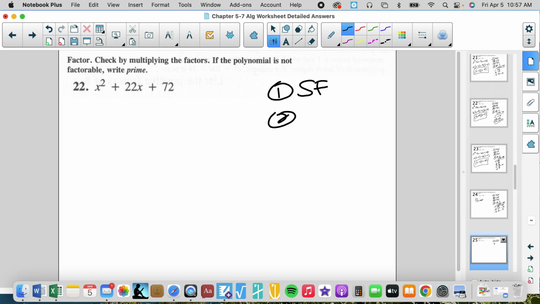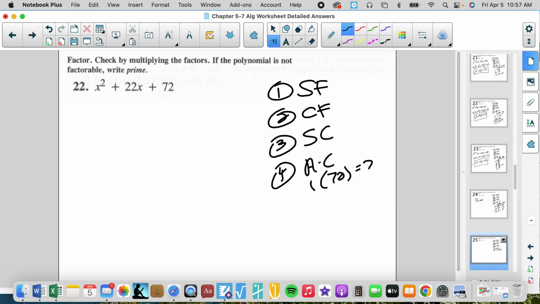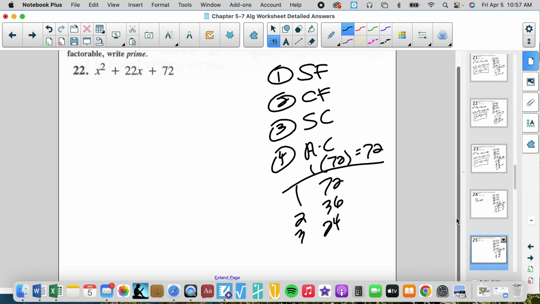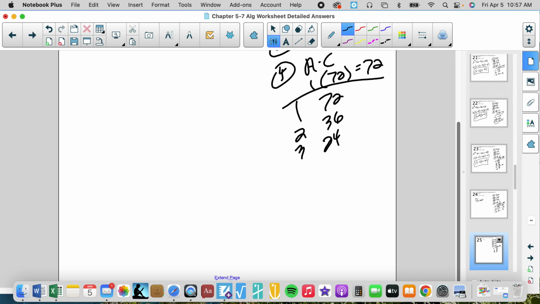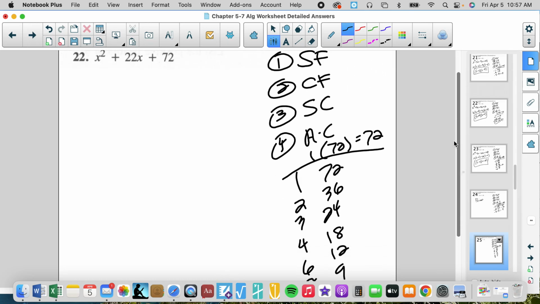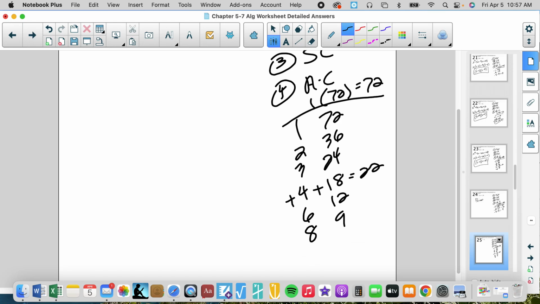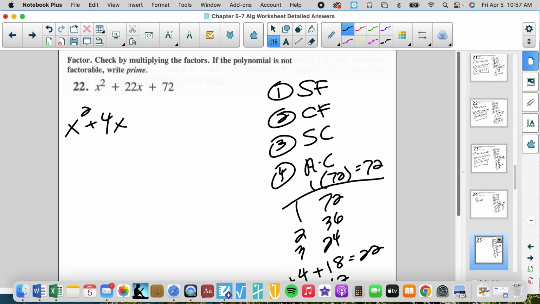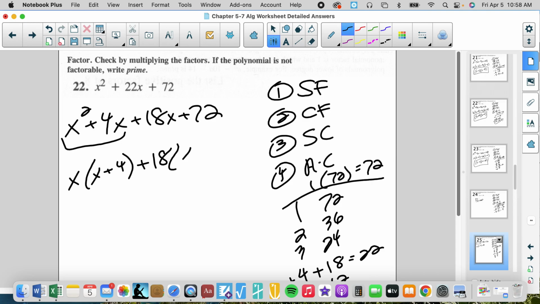72, standard form, common factor, special case, A times C, 1 and 72. 1 times 72 equals 72. Factors of 72 are 1 and 72, 2 and 36, 3 and 24, 4 and 18, 5 no, 6 yes, 6 and 12, 8 yes, 8 and 9, and that's it. Signs are the same, both are positive, and they need to equal 22. That's right here. So 4 and 18 plus 4x plus 18x plus 72. Factor out an x. Factor out an 18. x plus 4, x plus 18.